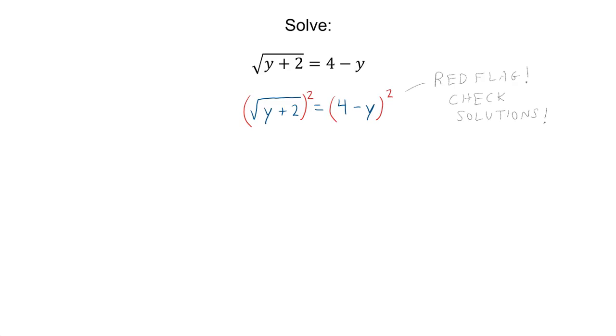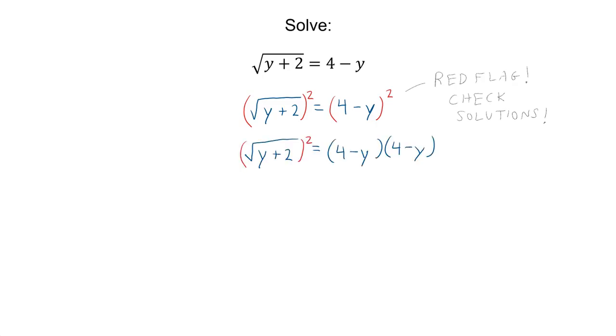In the previous example, on the right side of the equation, we only had a single term of 4. In this example, on the right side, we have a binomial expression, 4 minus y. So when we square the right side of this equation, we'll be squaring the binomial 4 minus y. So that means we'll have to FOIL 4 minus y times 4 minus y, like this.